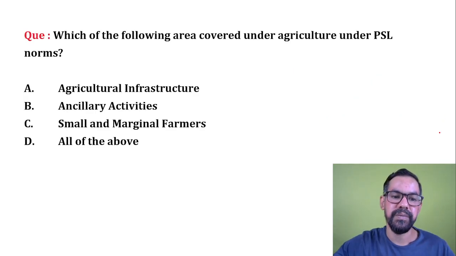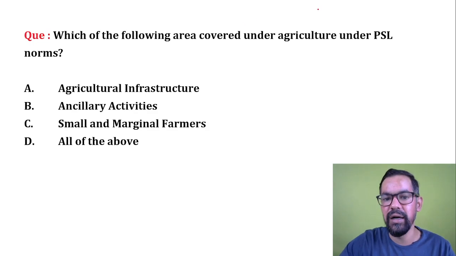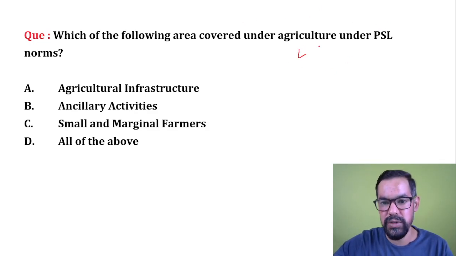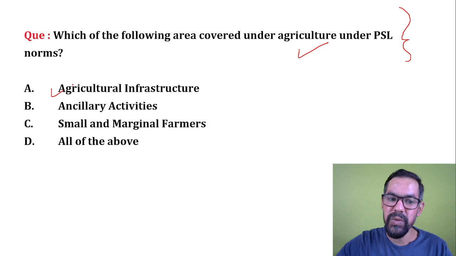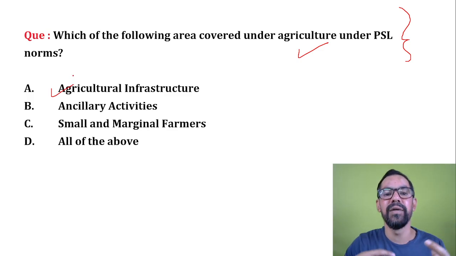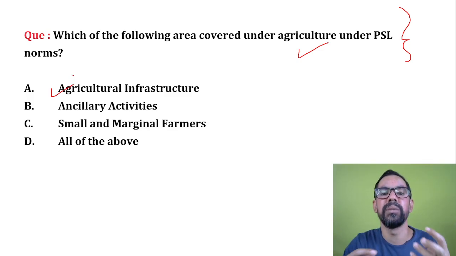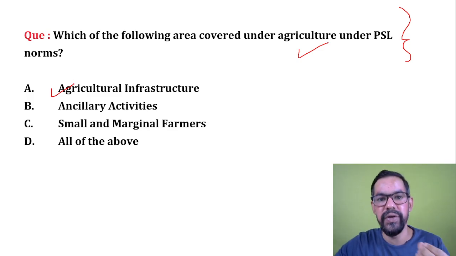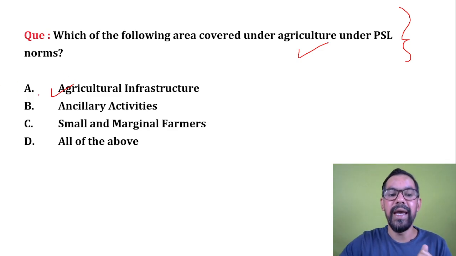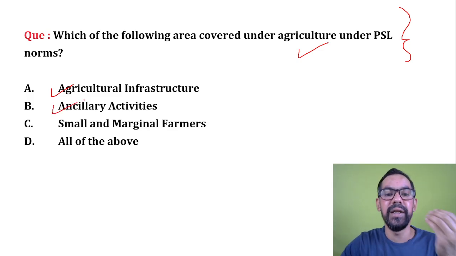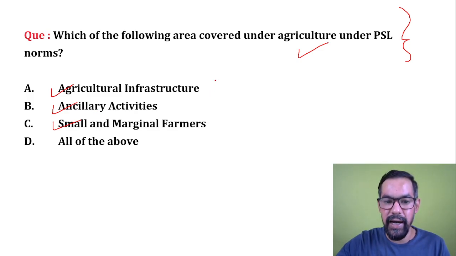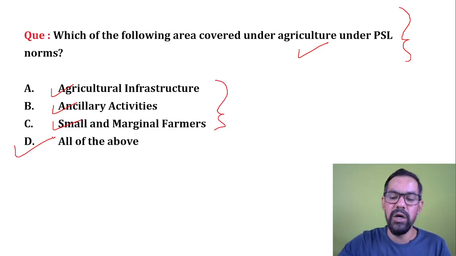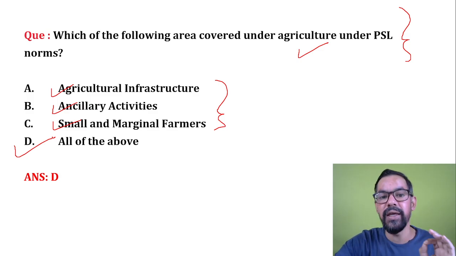Okay, next one, which of the following areas is covered under agriculture PSL norms? If you talk about agriculture, it is further categorized into three parts. These are agriculture infrastructure, like if a bank gives a loan for the construction of canals and all these things, or any kind of infrastructure related to agriculture; ancillary activities, like allied activities related to agriculture; and small and marginal farmer direct loans. Okay, so what will be your correct answer? All the above. So option D will be the correct answer.